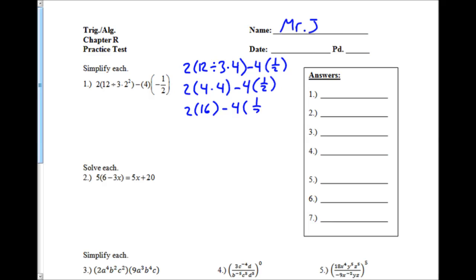Now I've got two separate sets of multiplication. Over here, I get a 32. Over here, the 4 times the 1/2 just gives me a 2. And then I subtract, that gives me a 30.